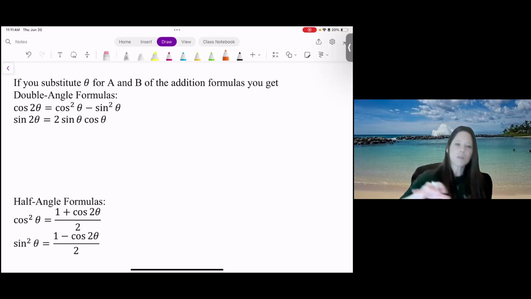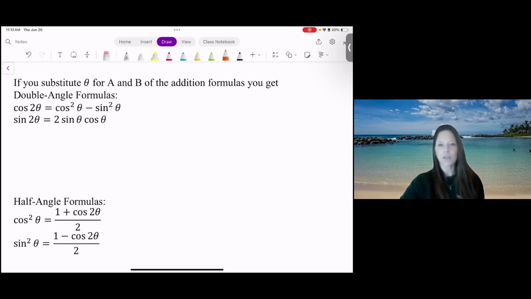Notice both of these half angle formulas involve cosine of 2 theta, but one is cosine squared and one is sine squared. Depending on your teacher, you might be able to have a sheet of trigonometric identities, or you might have to memorize these. It's dependent on who your instructor is.